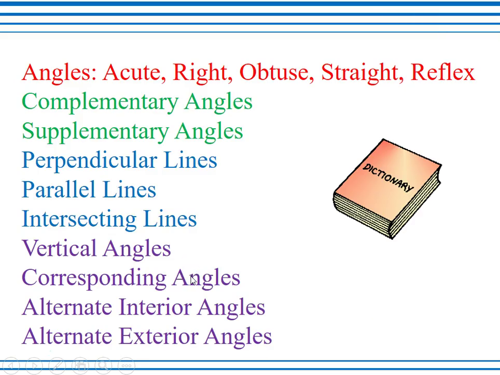So we're going to review briefly acute, right, obtuse, straight, and reflex angles, complementary angles and supplementary angles, perpendicular lines, parallel lines, and intersecting lines, as well as talk about vertical angles, corresponding angles, alternate interior angles, and alternate exterior angles.